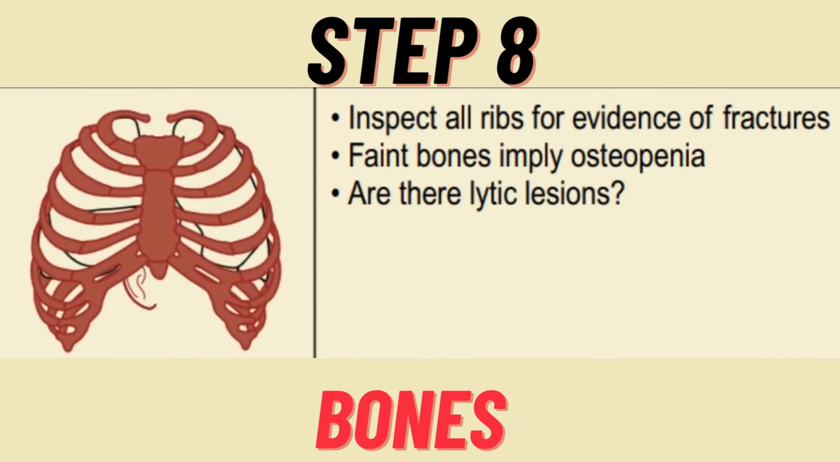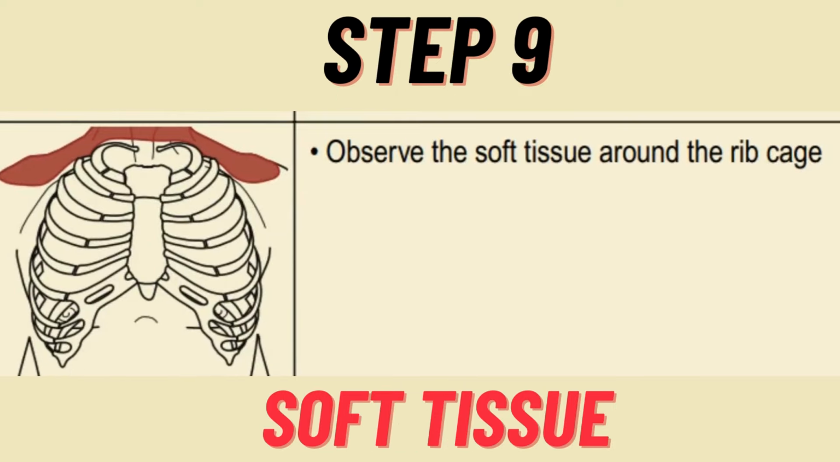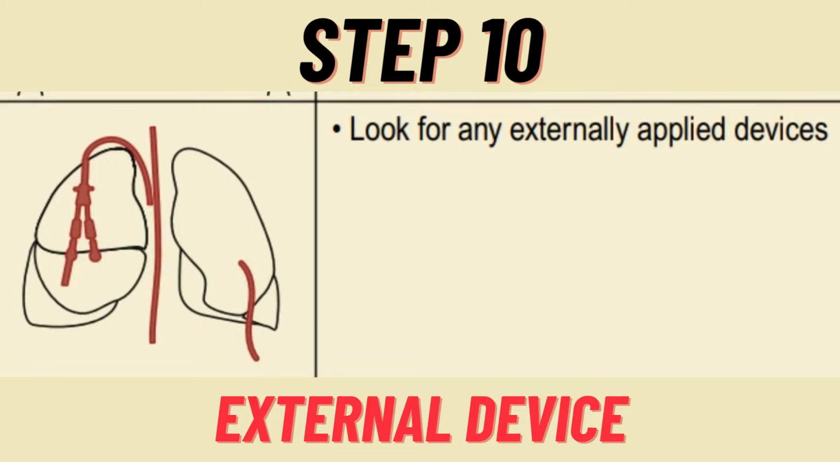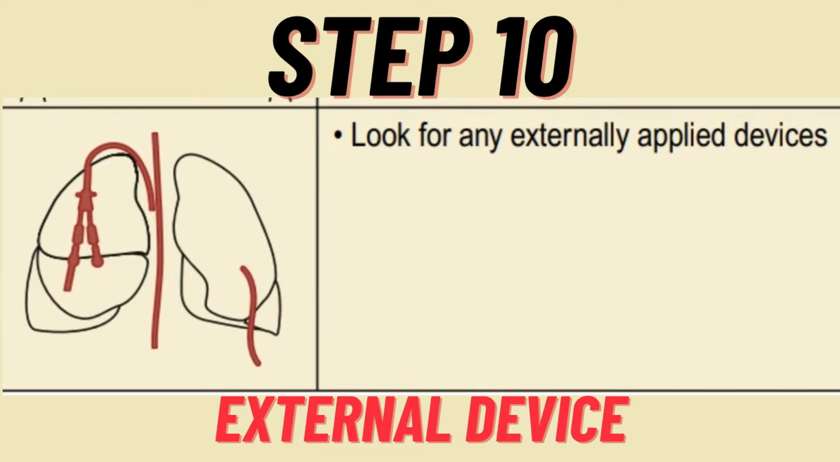Step number 8. Look at the bones. Inspect all ribs for evidence of fractures, bone lesions, osteopenia. Are there any lytic lesions? Step number 9. Soft tissue. Observe the soft tissue around the rib cage. Step 10. Look for any externally applied devices.